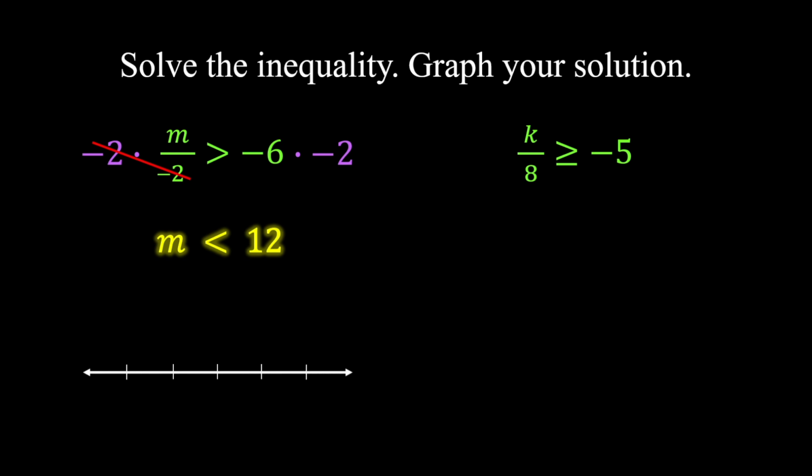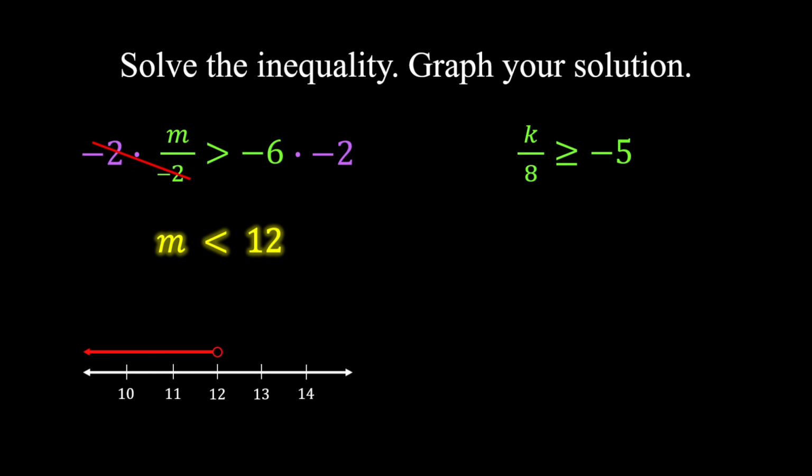To graph it, place 12 in the middle of the number line, labeling numbers to the left by decreasing and to the right by increasing. Since m is less than 12 but not equal to it, we use an open circle at 12 and draw an arrow to the left, indicating that any number less than 12 is a solution.